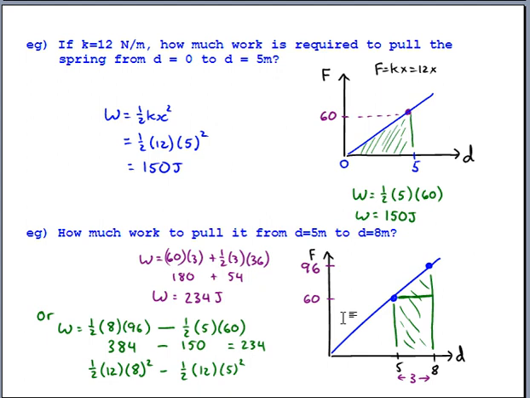Moral of the story, if it's a nice shape that's made up of triangles and rectangles and trapezoids, it's not too bad to find some way to just wrestle out that area by hand. Or you can use that 1/2 kx squared if it works for you. But that's not really the main focus of the day. Probably the more important question is, how do you deal with stories that involve gravity?